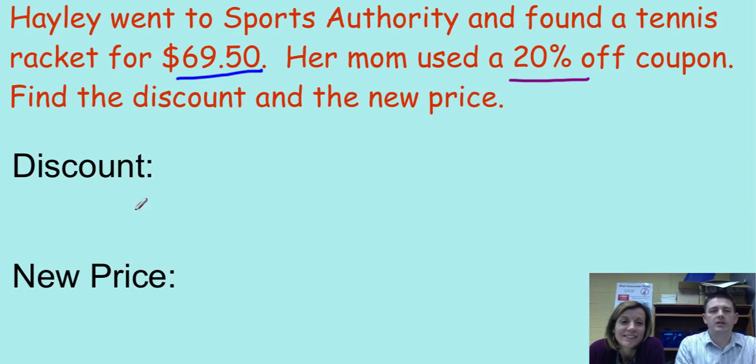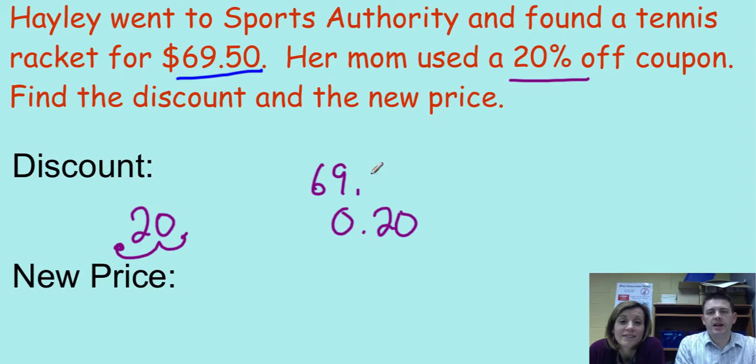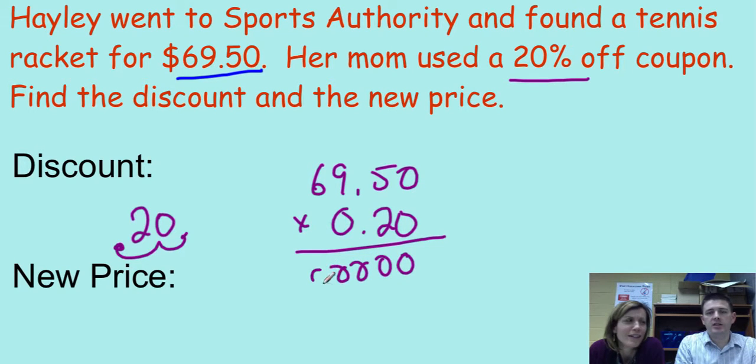So first thing, our percent, change it to a decimal. Slide it 2 spots to the left so it becomes 0.20. Times the price, $69.50. So I'm going to go ahead and multiply. Our whole first row is going to be zeros since that's my first digit. Now I'm going to multiply times the 2. So I start that second row with a 0. 2 times 0 is 0.